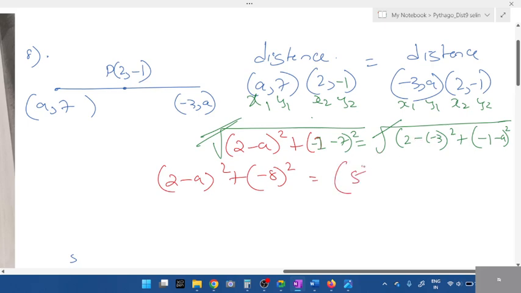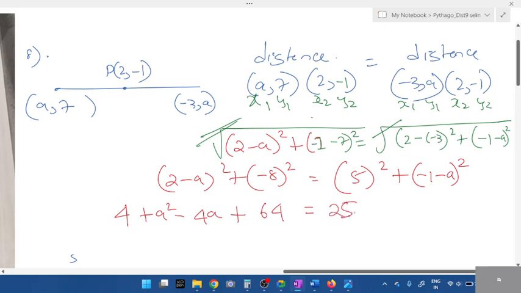2 plus 3 is. Next, minus 1 minus a. Use a minus b the whole square here: 4 plus a square minus 4a. Understood? Plus, what is 8 square? 64. Here you get 25 plus. Again use a plus b the whole square, students. A square is 1 plus what is b square?